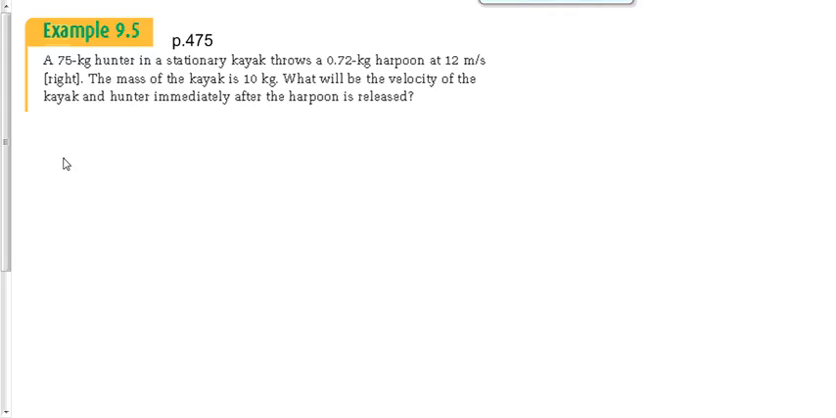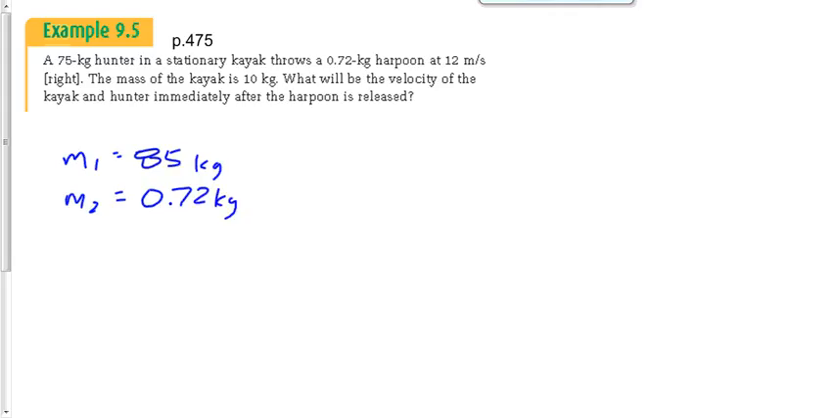So let's write down some givens here. I'm going to say M1 is going to be, what do you want to make M1? Ollie? Yes, good, 85 kilograms, because the hunter and the kayak don't split up ever, right? They stay together the whole time. So we're going to make their mass one total of 85 kilograms and leave it that way through the whole question. M1 is 85 kilograms. We're going to make M2 0.72 kilograms.